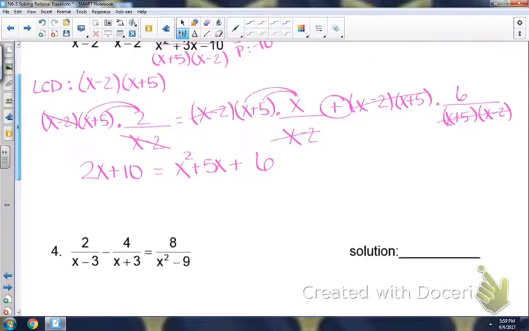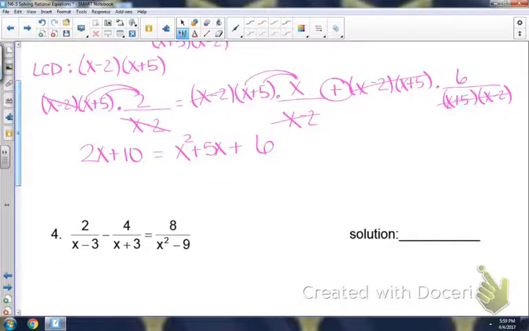Okay, so on number 1 and number 2, once we got rid of the fractions, we were left with a linear equation. Notice we have a quadratic equation. So when you're solving a quadratic equation, we're going to set it equal to 0. So I'm going to subtract 2x and subtract 10. So all of that is 0. We have x squared plus 3x minus 4.